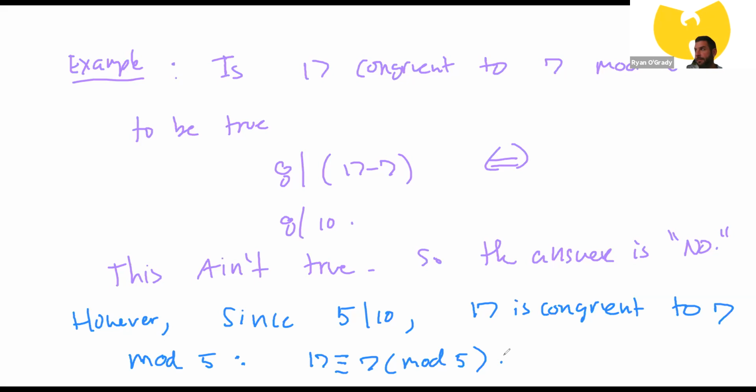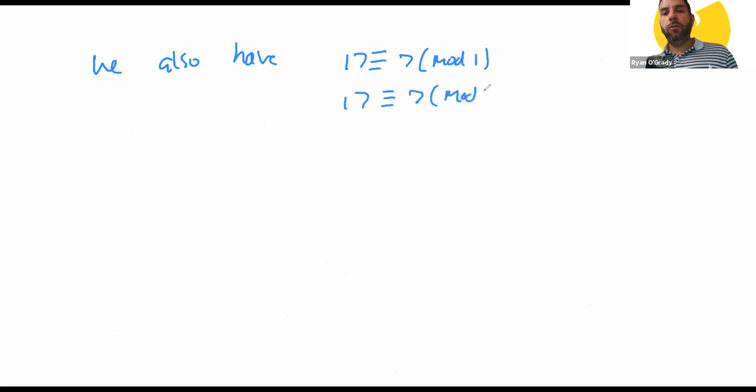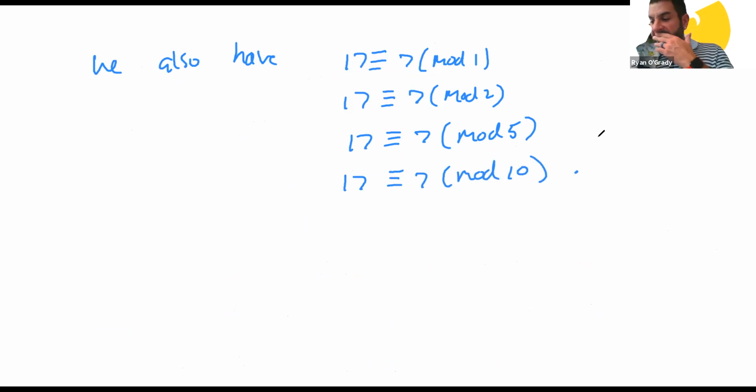Wait, so how would that one work? Okay, let's write it down. You also have 17 congruent to 7 mod 1. 17 congruent to 7 mod 2. 17 congruent to 7 mod 5. And then 17 congruent to 7 mod 10. Those are the only ones that make any sense.